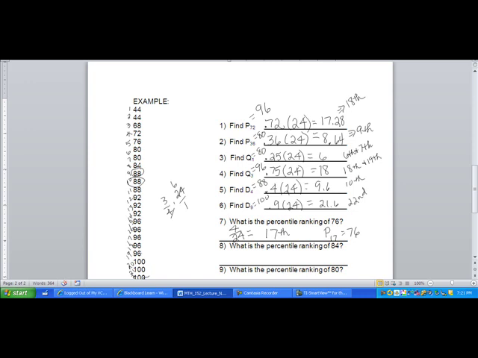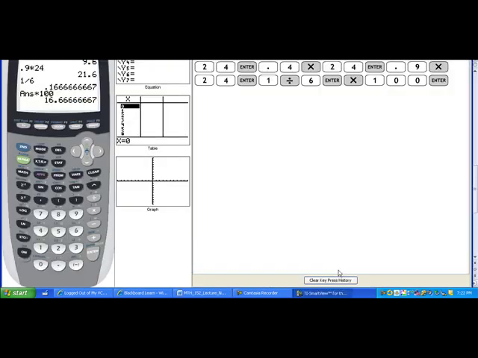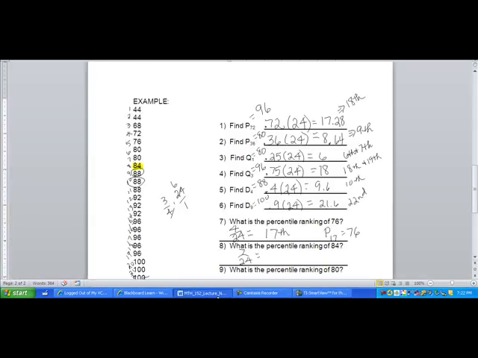Percentile ranking of 84. Here's our 84. We want to count the number of values less than 84. We see it's 7. So again, we need to change this to a percent. So 7 divided by 24, and then times 100. So we're getting 29.2, which would be rounded to 29%. So that's the 29th percentile.